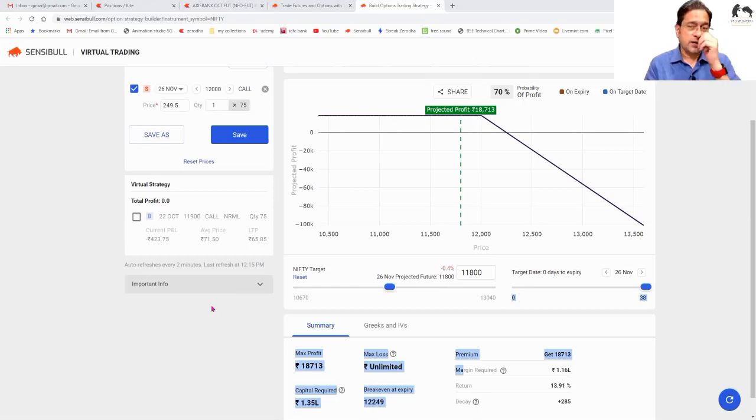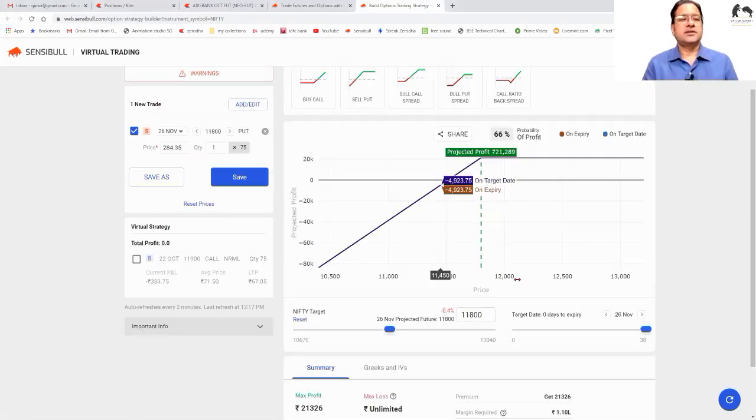Now about shorting a put. So the 11,800 put I have shorted, which means that when I short a put, the market is not likely to go down. It is likely to close anything above. Here, I feel that the market is unlikely to cut below 11,800. Currently it is trading at around 11,850. It's unlikely to cut below, but it is likely to close above.